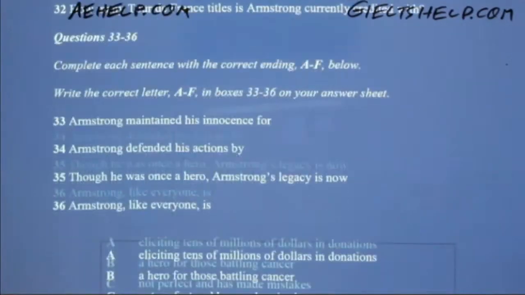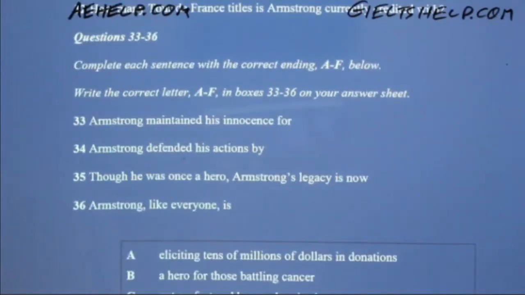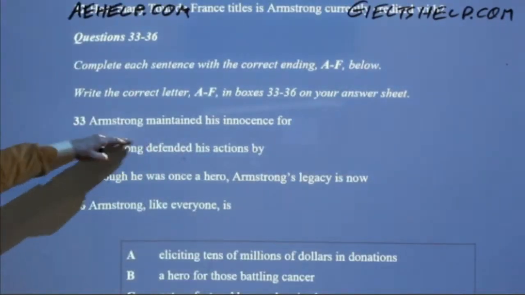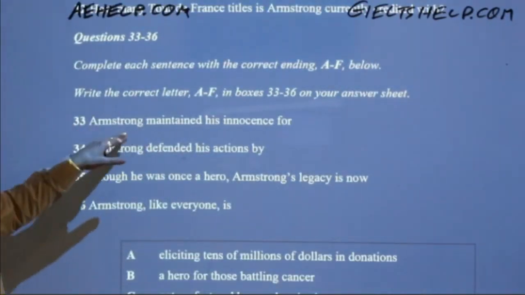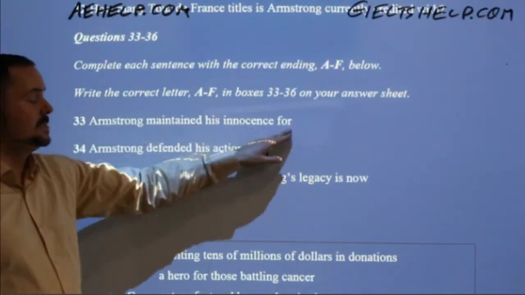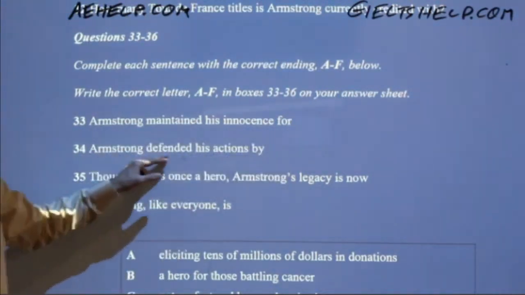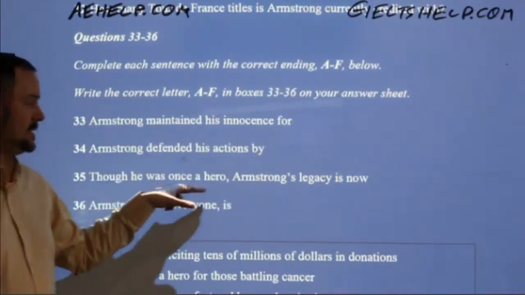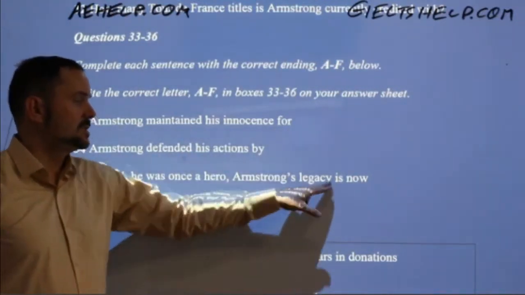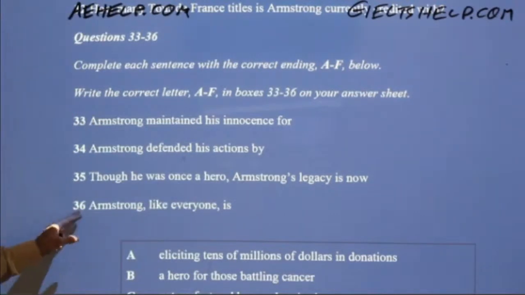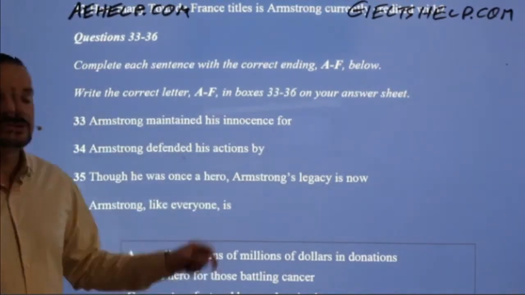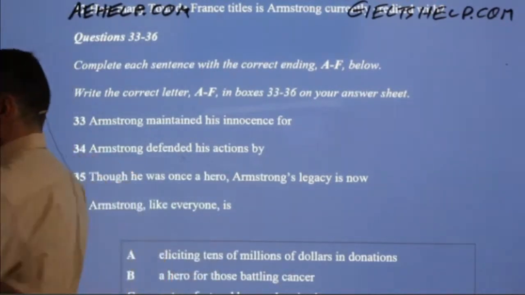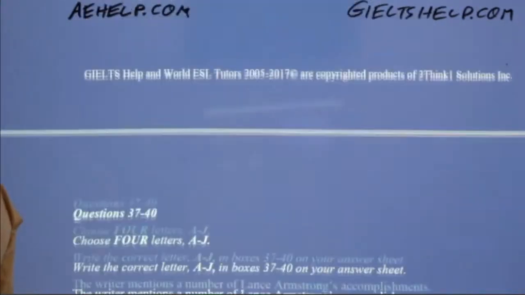All right. So with these questions, we read just the first part here. Okay, number 33. Armstrong maintained his innocence for. Armstrong defended his actions by. Though he was once a hero, Armstrong's legacy is now. 36. Armstrong, like everyone, is. All right.